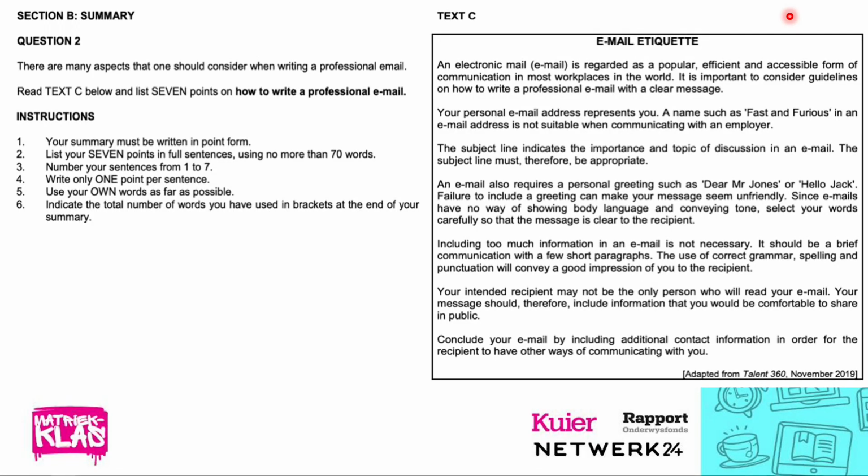Immediately thereafter, I just come back a little and look at my instruction, which says how to write a professional email. So now I ask myself, where did I identify these? So if I can't identify it immediately, I go back. So I read the first paragraph and you read with me. An electronic email or mail, which is an email, is regarded as a popular, efficient, and accessible form of communication in most workplaces in the world. It is important to consider guidelines on how to write a professional email with a clear message.